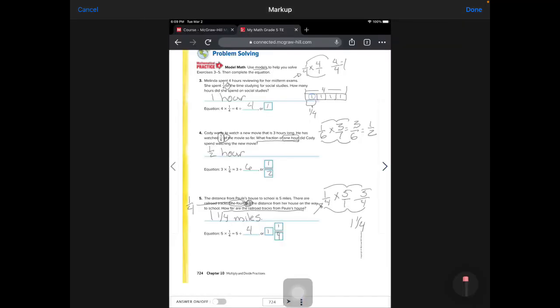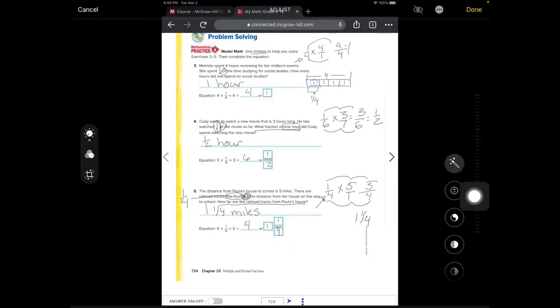All right, ladies and gentlemen, here is the end of your work. Make sure your equations are there because it's asking for proof that you knew what was going on. We did a bar diagram here and just the equations here.